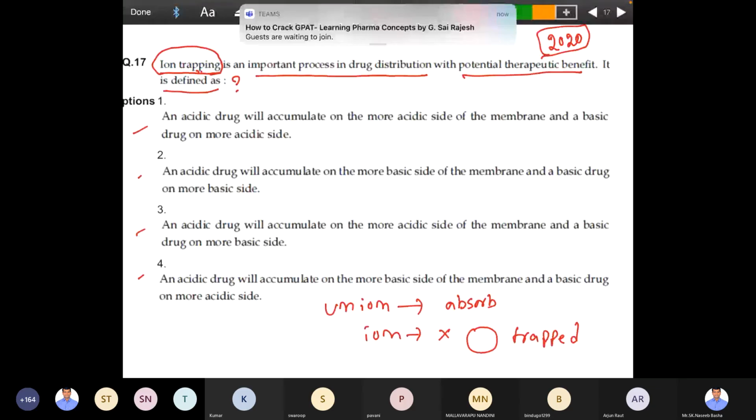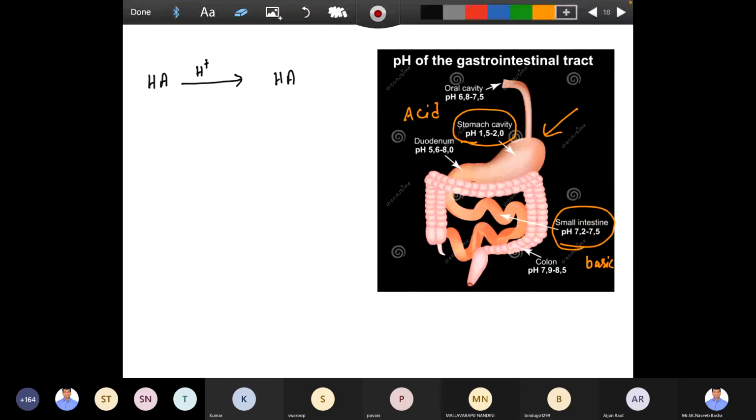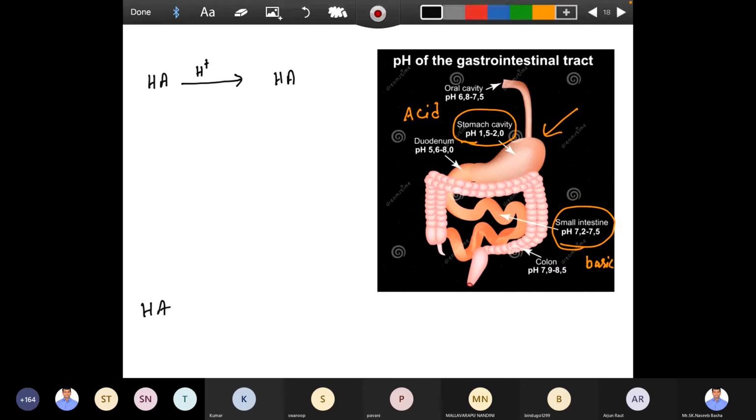Let us understand a little bit in detail. The important things are stomach pH and the small intestine pH. Look at the differences. Stomach pH, what is it? It is acidic pH. Whereas small intestine has a little bit alkaline or basic pH. Now, what is the significance of this? Let's say you have taken an acidic drug. It is in our stomach. What is there in stomach? You have acid. In the stomach, in presence of acid, it remains as such. It will be in this form. But the same acidic drug, when you take it in alkaline, like small intestine, what happens?